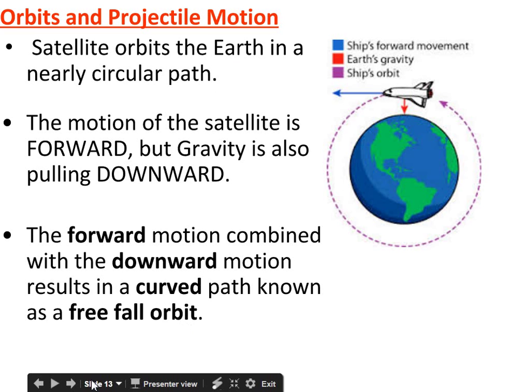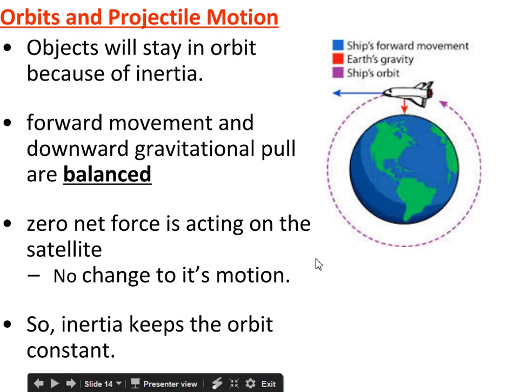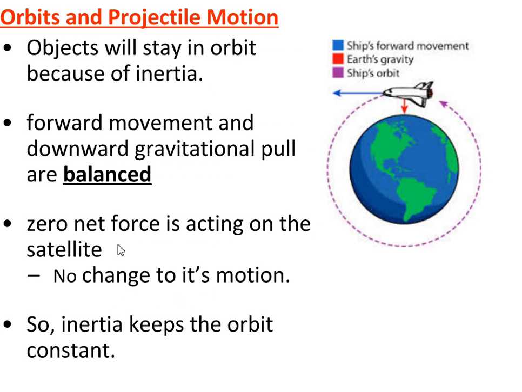The reason this stays is because the projectile motion, this forward motion, wants to stay the same, because an object in motion wants to stay in motion. That's inertia, and that's the reason it's going to stay in orbit. And the downward force, they become balanced. So the forward movement and the downward gravitational pull are balanced. When you do that, you get a zero net force acting on the satellite. And zero net force means it's going to continue doing what it's doing. There's not going to be any change to its motion.